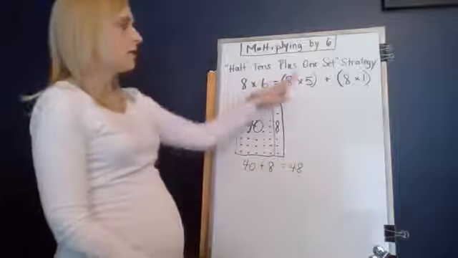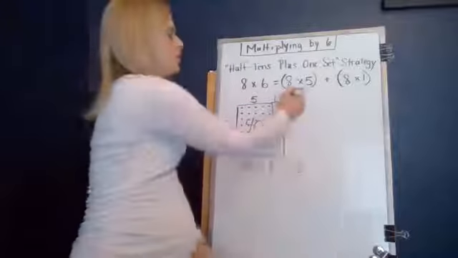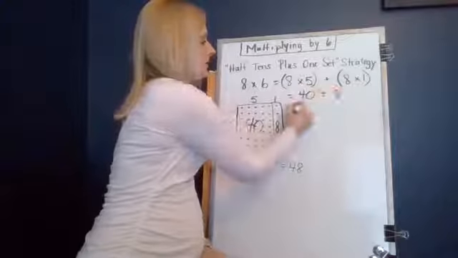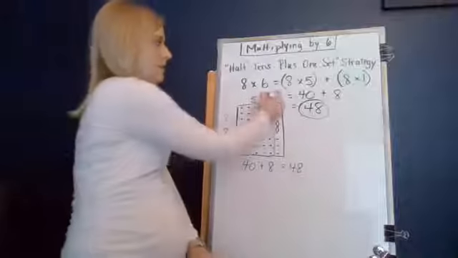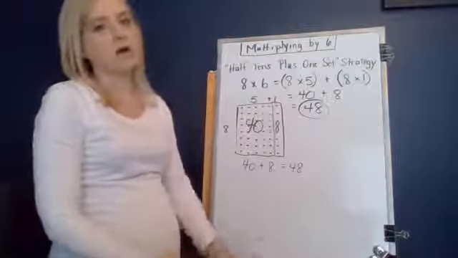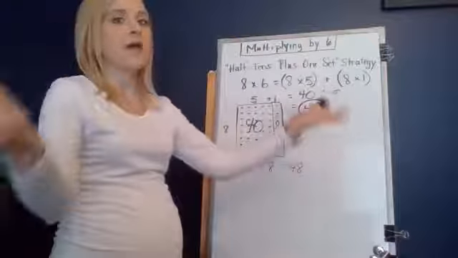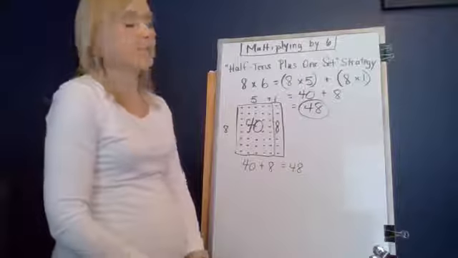So when you're thinking numerically, like in expression or equation form, 8 times 5 is 40, plus 8, that equals that 48 that we get for 8 times 6. The reason we can do that is because of the distributive property of breaking apart those factors into smaller chunks that are easier for us to multiply and then adding them together. So that's the multiplying by 6 strategy.